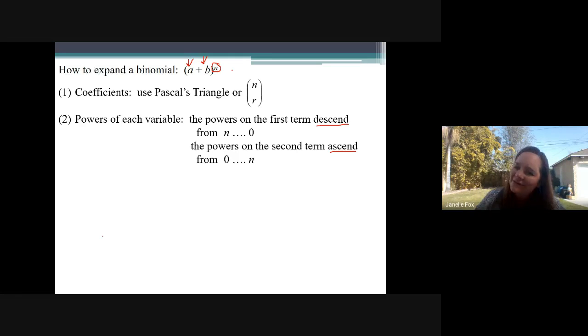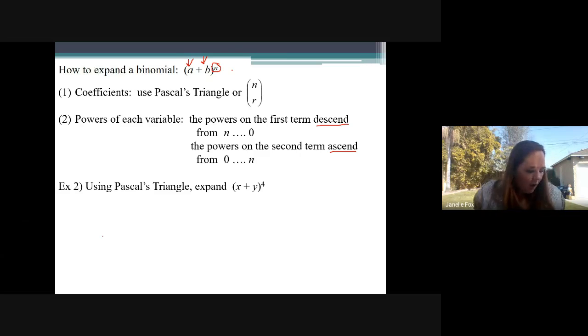We're just sending in order: 10, 9, 8, 7, 6, 5, 4, 3, 2, 1, 0. And then the other one would go 0, 1, 2, 3, 4, 5, 6, 7, 8, 9, 10. Just like that. Okay, we got to turn the page.